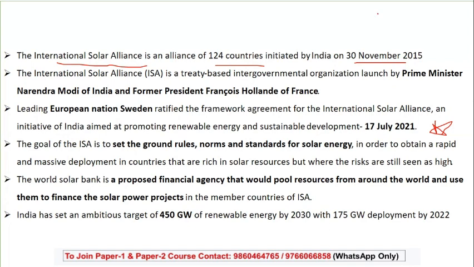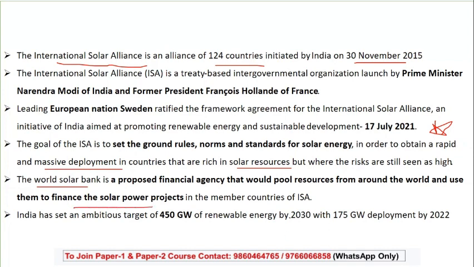Then the goal is to set the ground rules, the rules and regulations, standards for solar energy, as well as to enable a massive deployment in the countries which are richer in solar resources, where the risks are still seen as high. Then we have the World Solar Bank, the proposed financial agency which will pool the resources around the world and use them for solar projects.